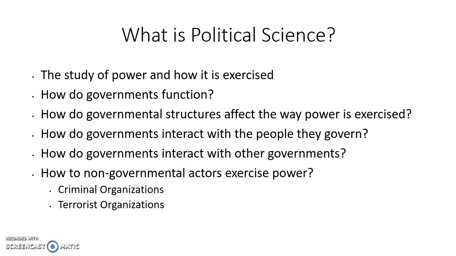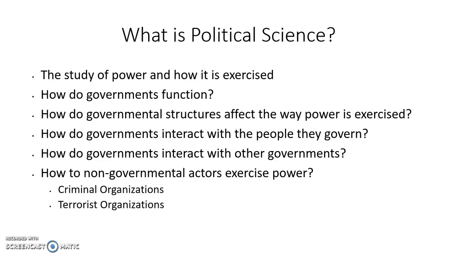Another key point is how governments interact with the people they govern. How do rulers interact with the people they're in charge of? That's a really big question in political science. Governments also don't only interact with their own people; they also interact with other governments. One of the issues that a lot of political scientists seek to answer is what methods governments use to interact with other governments and other actors that they might deal with.